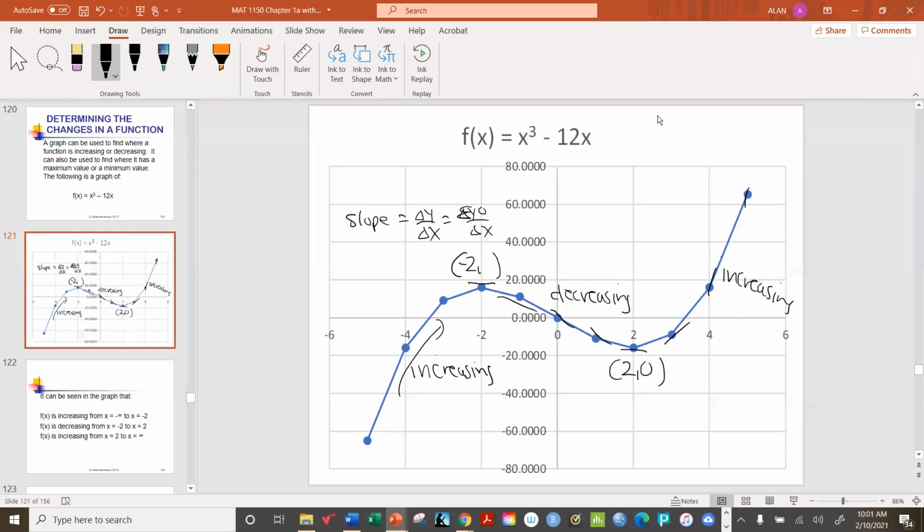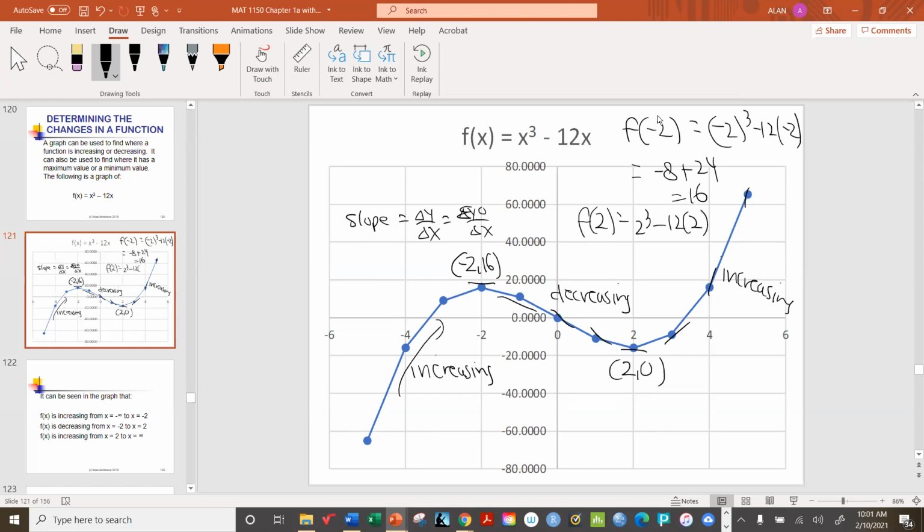When x is -2, we have -2 cubed minus 12 times -2. That's going to be -8 plus 24, 16. Okay, so this is -2, 16. What do we have down here? F of 2 is 2 cubed minus 12 times 2, which is 8 minus 24. So this is -16.